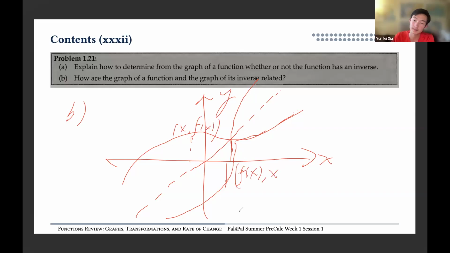Right, exactly. The reflection principle is true for any point on the graph of f of x. Therefore, it must be true for the entirety of the graph.